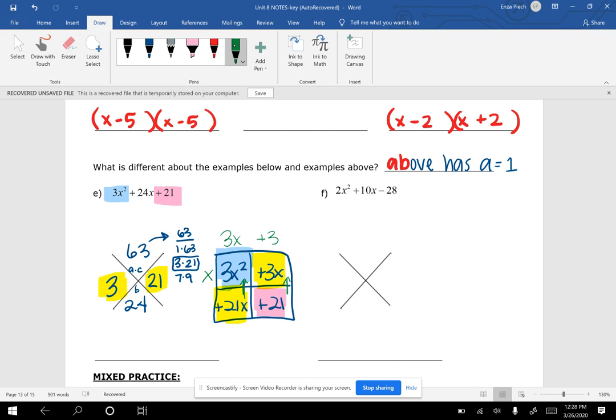3x, what times 3x gives me 21x? That would be 7. And that's a positive 7. So I set it up like this. 3x plus 3 in one parentheses, and then x plus 7 in the other.